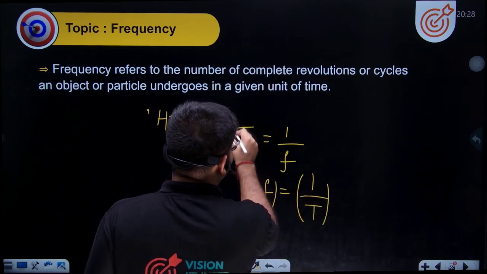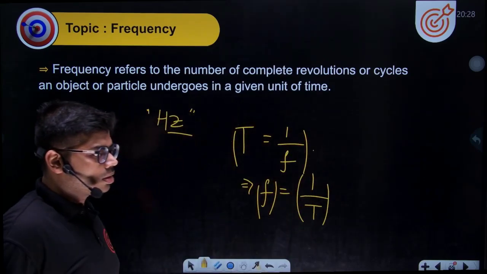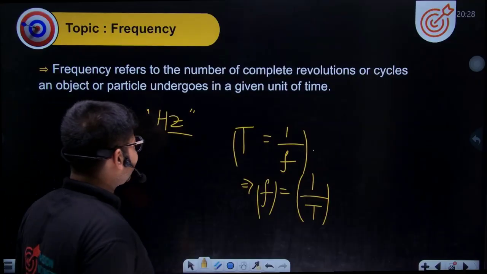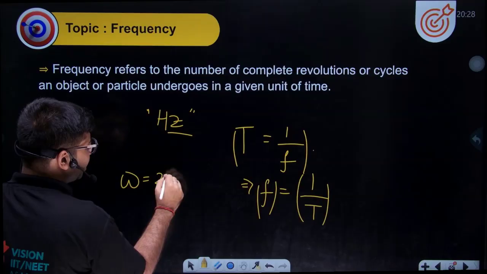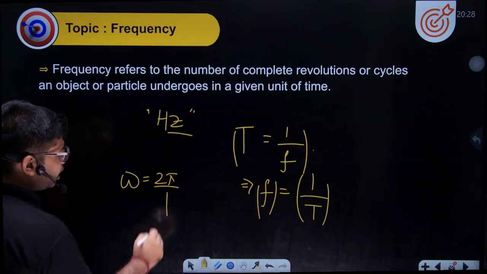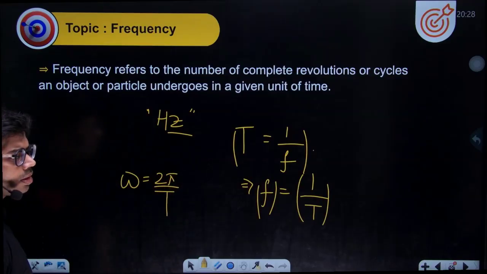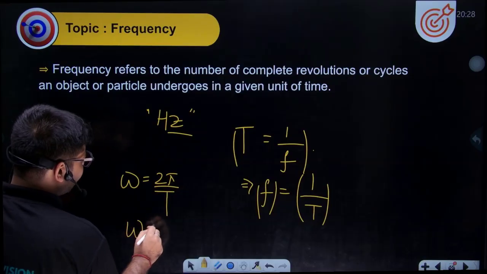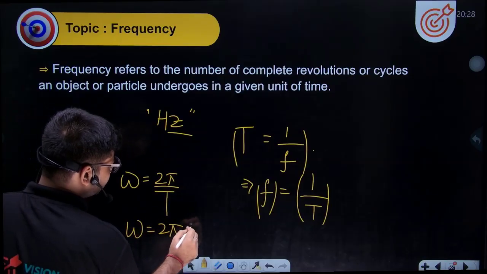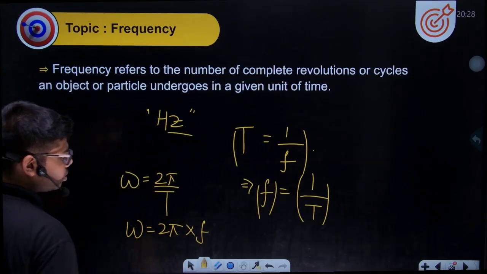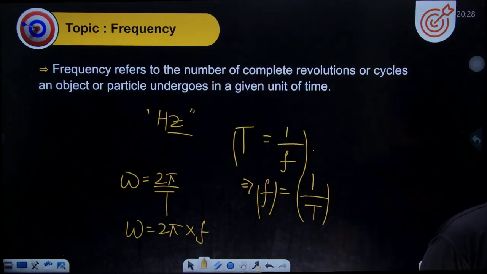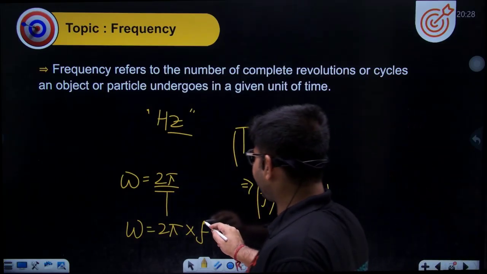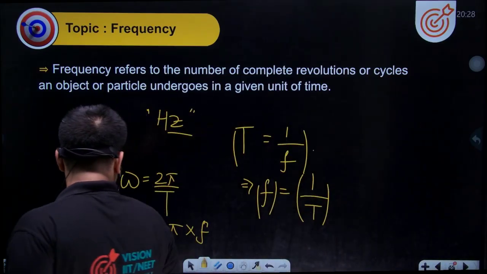Mathematically also, if you think, you will get this only. Okay. So omega, I said, what is omega? Omega is 2 pi by time period. Okay. This was my omega. Now this omega I can also write as 2 pi into frequency, because 1 by time period is nothing but frequency. So omega can be written as 2 pi f, right?